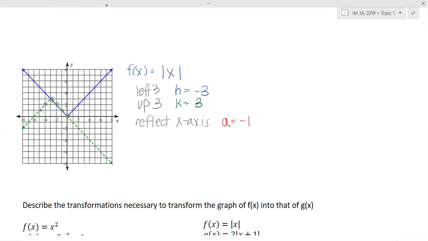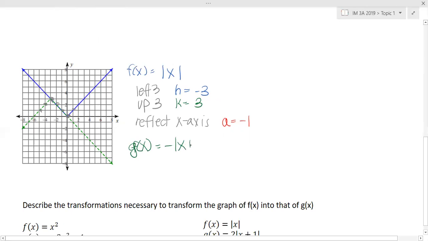Okay, so in terms of our final function, that means that g of x is equal to negative absolute value of x plus 3, because we changed the sign on h, plus k, which is +3. I almost wrote k there. Okay, so that's our equation for the last graph.